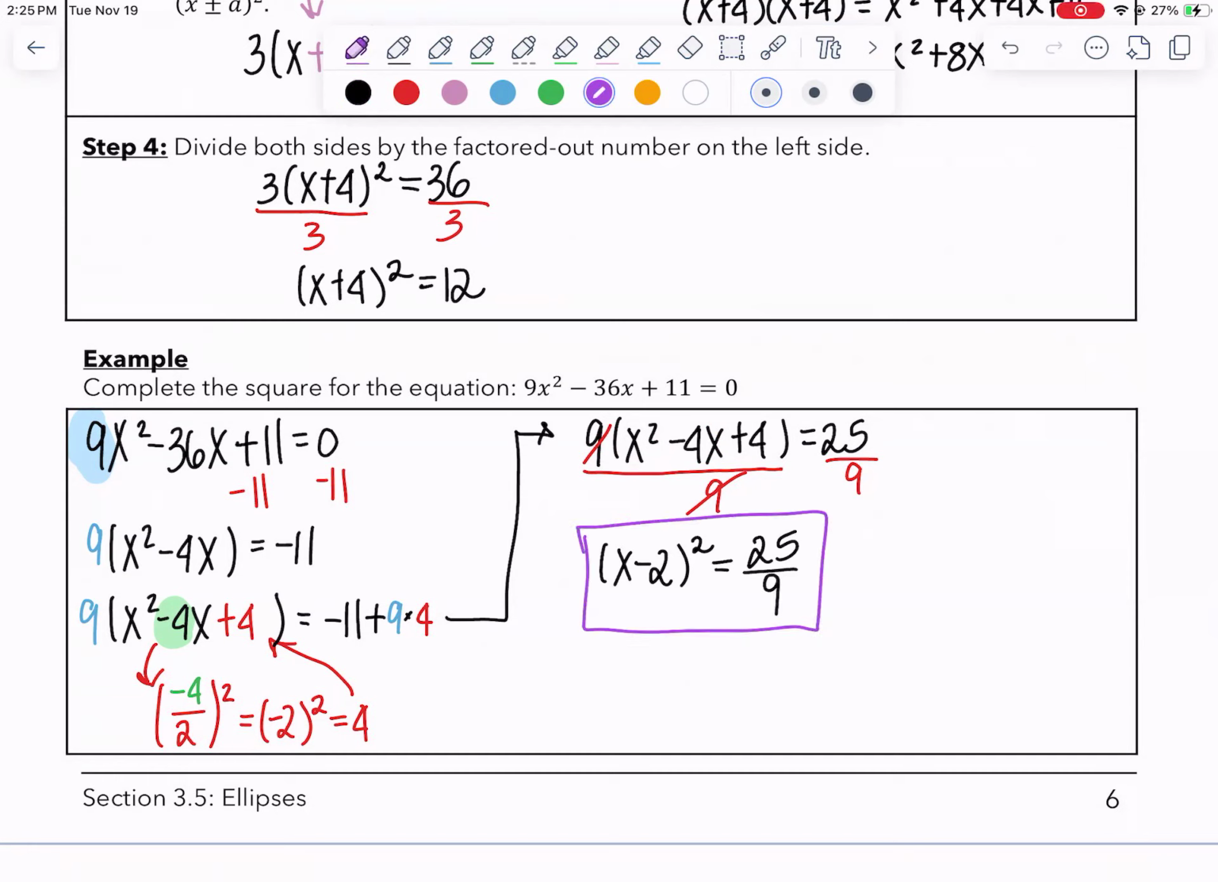All right, so we will be using this skill in the next video. I just wanted to quickly review it so that you weren't super confused when we went ahead and did that in the next video.